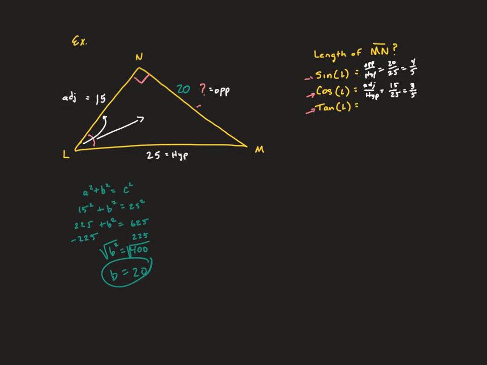And then the tangent is going to be the opposite over the adjacent, which is going to be 20 over 15, which is going to be 4/3. So the ratio, sine of L is the ratio of 4 over 5, cosine of L is the ratio 3 over 5, and then tangent of L is the ratio of 4 over 3. And there you have it, using those ratios to determine the ratios of the side lengths.